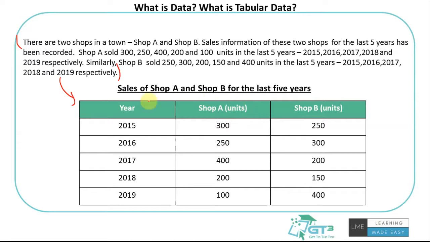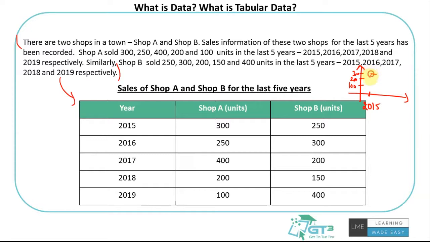If we convert this information into a bar graph, how would you do that? Something similar to what we have seen in line graphs. There will be two axes, the x-axis and the y-axis. Let's say this point is 2015, and I will show the number of units here. Let me call this 100, 200, 300. So for 2015, it is 300.